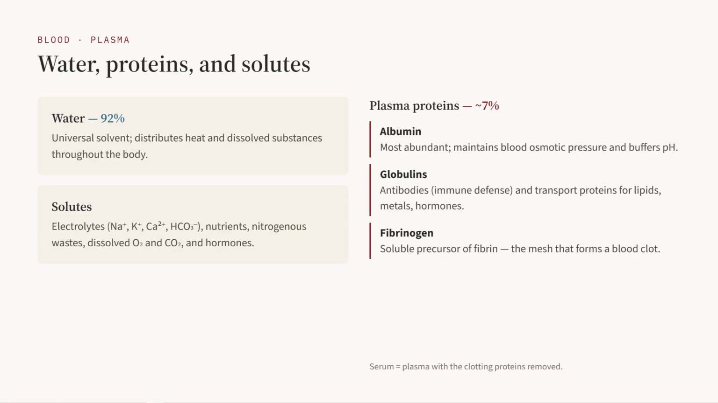But the part to remember is the plasma proteins, about 7%. 3 groups: albumin, the most abundant, which holds water in the bloodstream by maintaining osmotic pressure; globulins, which include your antibodies and various transport proteins; and fibrinogen, the raw material for blood clots. One quick vocabulary note: if you let blood clot and remove those clotting proteins, what's left is called serum.